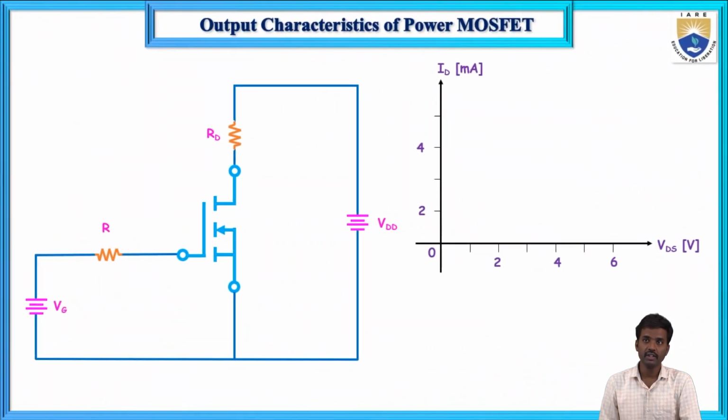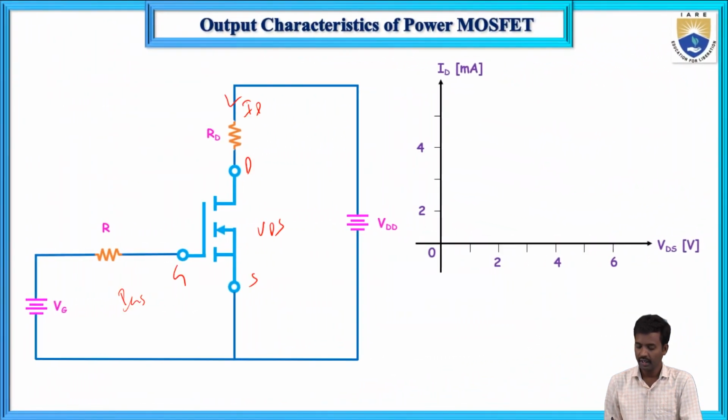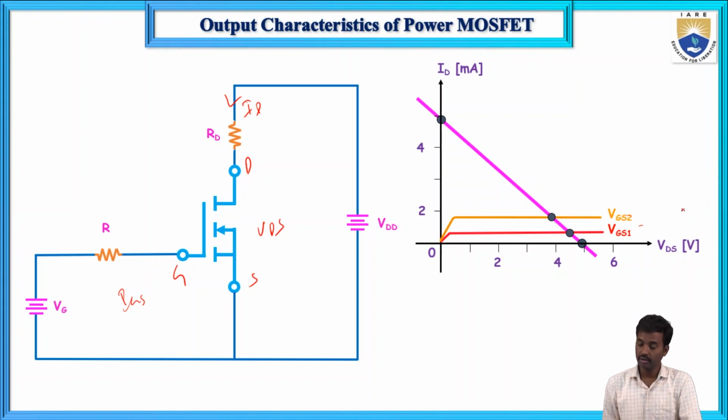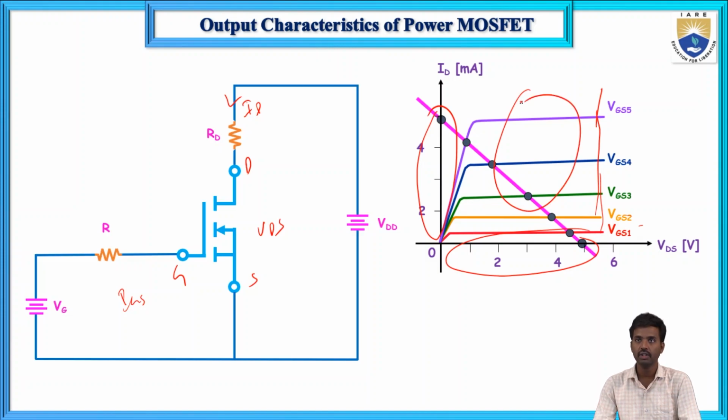After that, the output characteristics of the power MOSFET are drawn on the same diagram: drain, source, gate, and the graph between ID versus VDS. Initially this voltage is VGS1, around 1 volt, and then we increase the VGS values. ID increases and then becomes constant, and next comes breakdown. So this is the cutoff region, this is the ohmic region, and this one is the active region. These are the output characteristics.